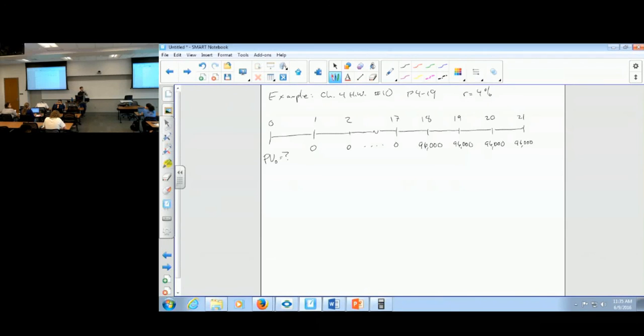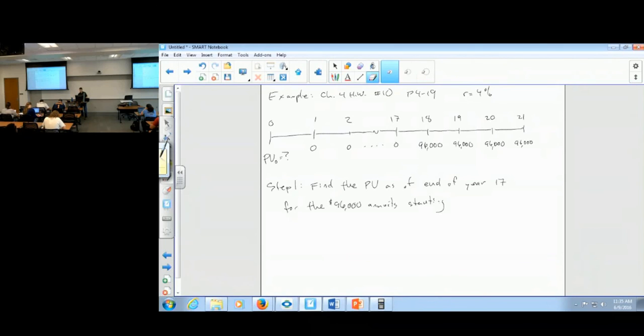All right, so I really have 2 different annuities. One's a 0 for 17 years, and then the second one is the 4 payments of $96,000. So I've got to break this into 2 steps. I need to find the present value as of end of year 17 for the $96,000 annuity. Starting at the end of year 18.